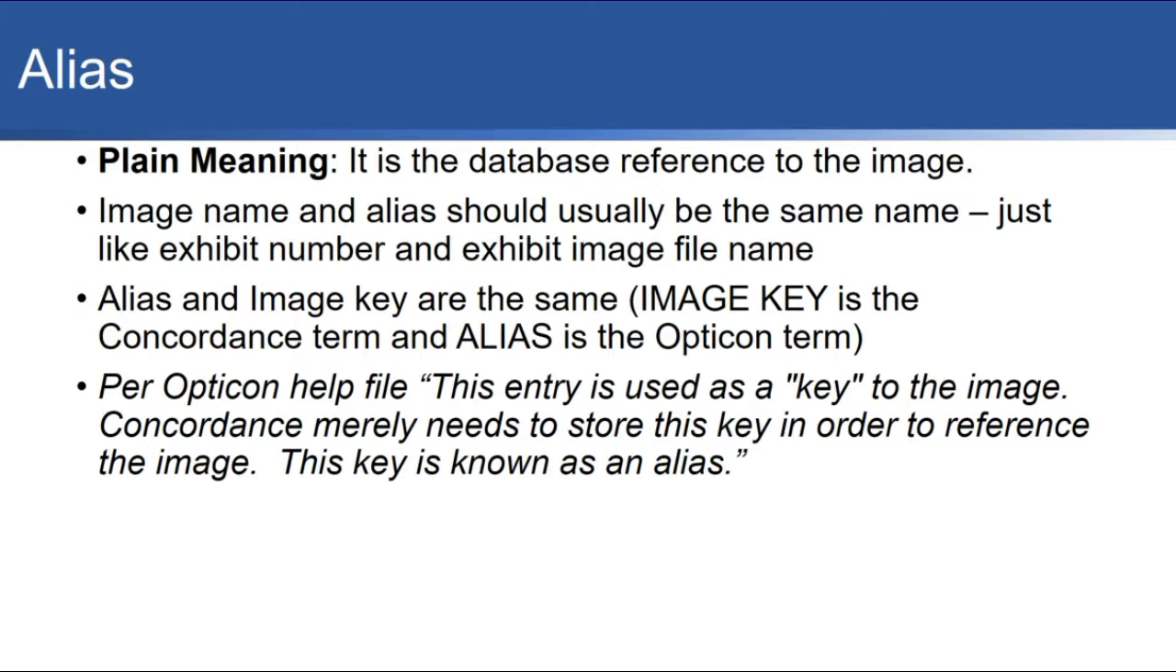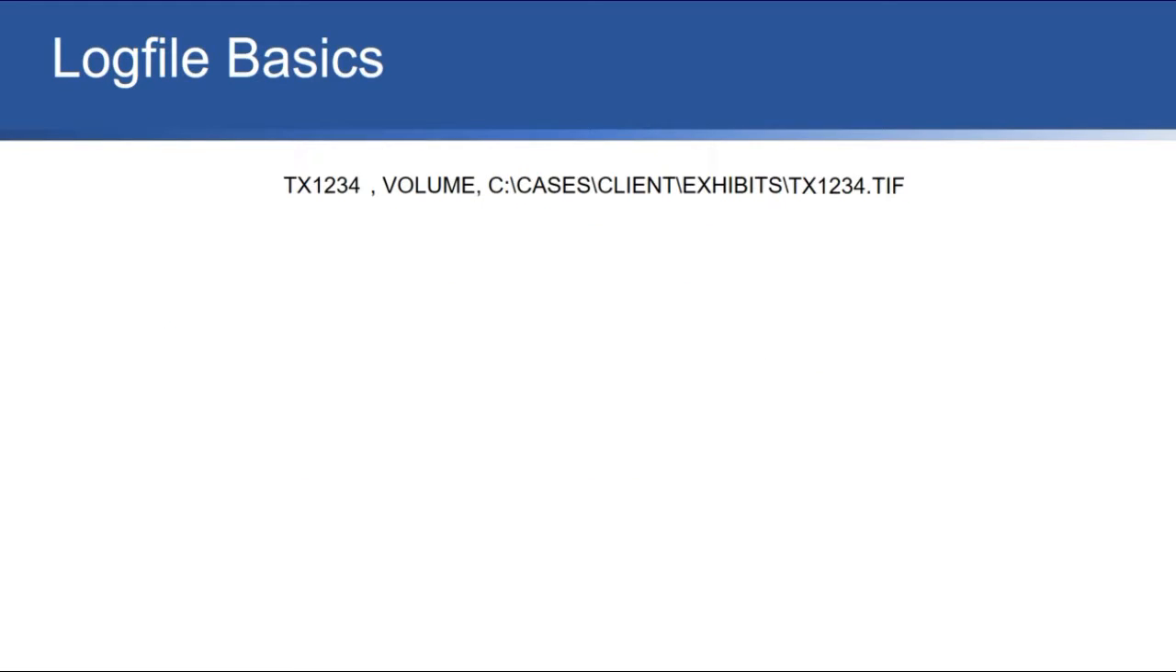And now we're going to hear a little bit about the path. Let's go through the log file basics. The log file actually contains one line like you see above for every image in the database. Again, one line for every image in the database. It is the path from the database record to the image. So the alias or image key takes the path to the image.